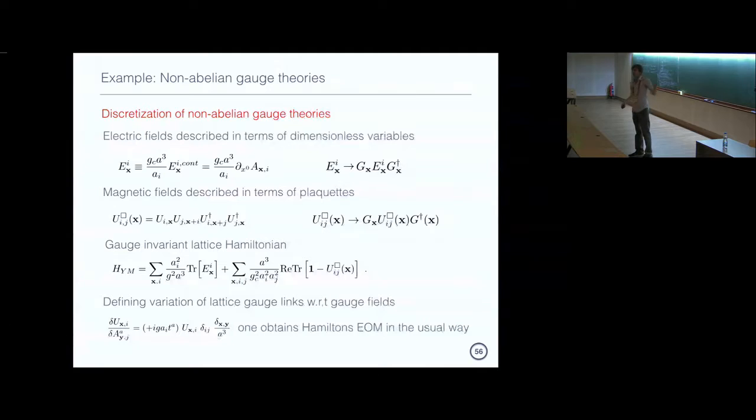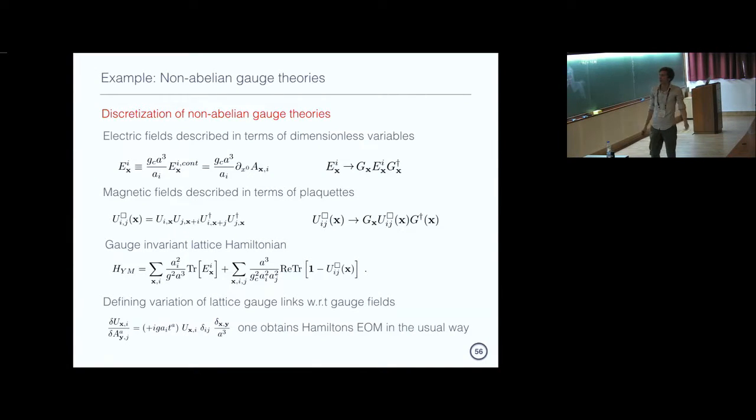If you wanted to improve upon that, you would have to add rectangles and boxes with larger areas, and then you could cancel out higher order corrections and make this even more sophisticated. Okay, so now we have a Hamiltonian, but we still have to get equations of motion. In principle, these are Hamilton's equations of motion, but there's one more thing you have to do in this formalism. You have to define what you mean by the variation of the gauge link with respect to the gauge field, because the gauge link is not really a canonical variable. The canonical variable would be the gauge field.